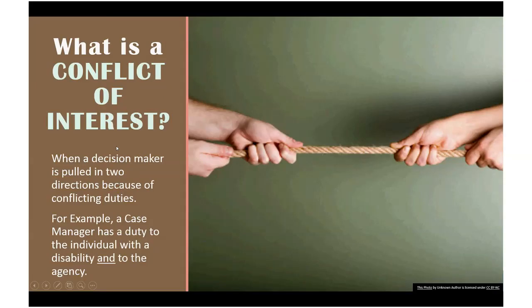So what is a conflict of interest? It's when a decision maker is pulled in two directions because of conflicting duties. So for example, a case manager has a duty to the individual that they're the case management for, and they also have duties to their agency. And sometimes the interests of the agency and the interests of an individual who receives services could potentially not be the same interests, and therefore it creates a conflict for that case manager. So who are they going to, basically which boss are they going to be listening to and advocating for?